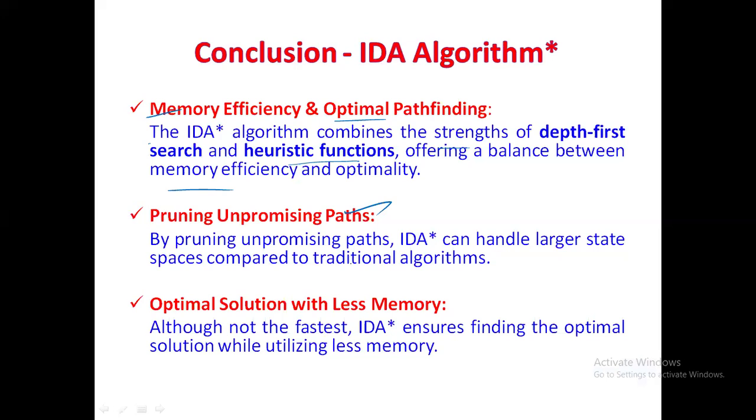While it may not be the fastest option, IDA star guarantees finding the optimal solution while utilizing significantly less memory, making it an ideal choice for problems where memory constraints are a priority. Its ability to explore and prune based on heuristic evaluation ensures efficient search performance with minimum memory usage. So these are all the conclusions of this IDA star search algorithm.